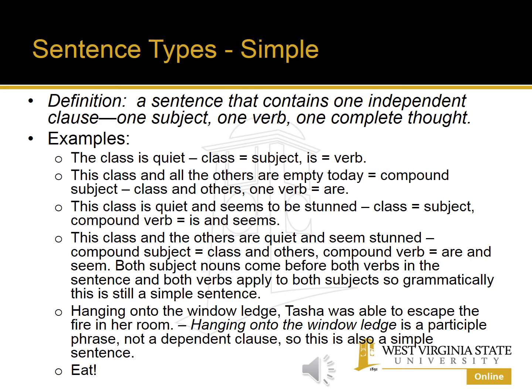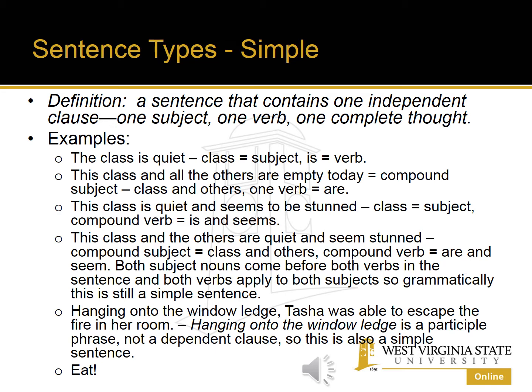This class and all the others are empty today. All right, we have two subjects, class and all the others. But we only have one verb, are, and both subjects apply to that one verb. So even though we have a compound subject, we have a single verb, so this is still a simple sentence.